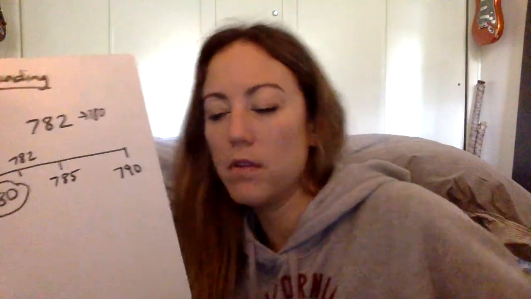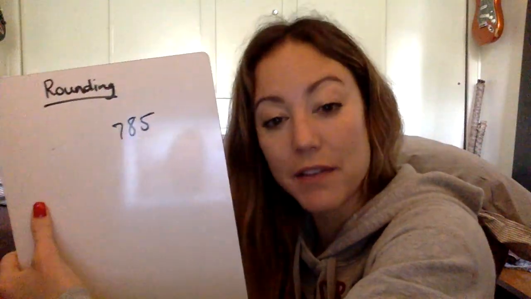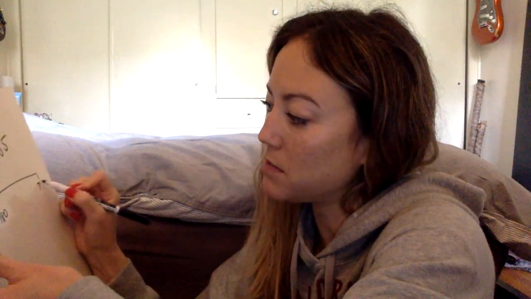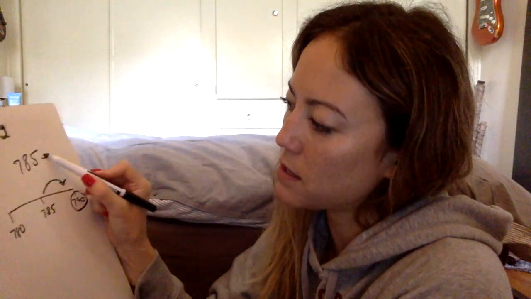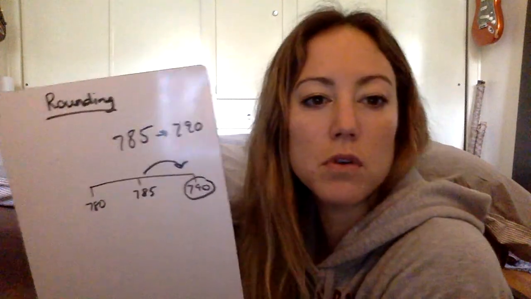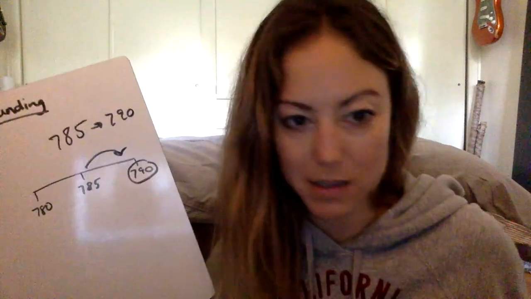We talked about this a little bit before, but just to remind you, if the number is right in the middle, let's say I wanted to round 785 to the nearest 10, that already is right in the middle, right? So that's in between 780 and 790. And if the number falls right in the middle, then you always round up. You always round up to the nearest 10. That's the rule. So that's rounding to the nearest 10.